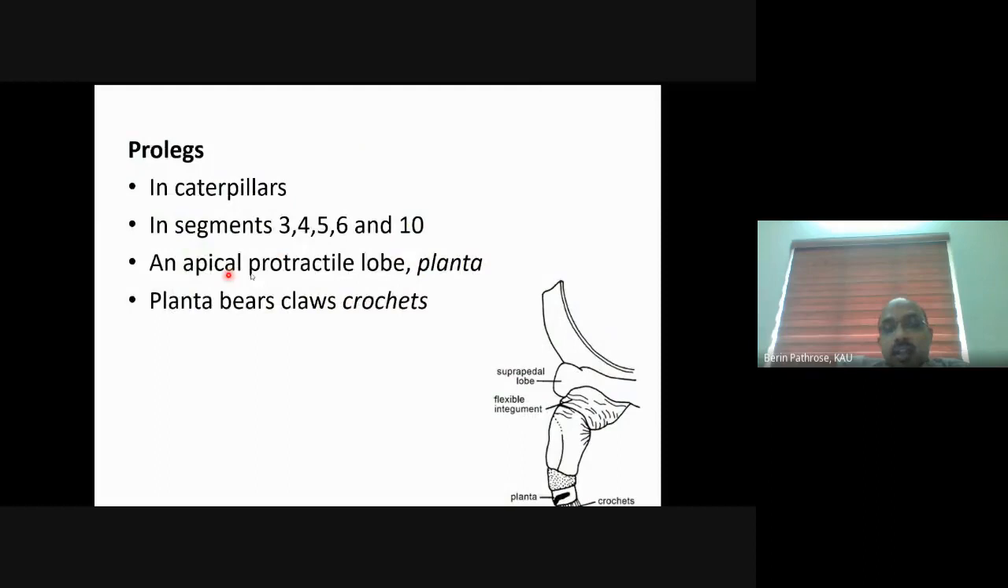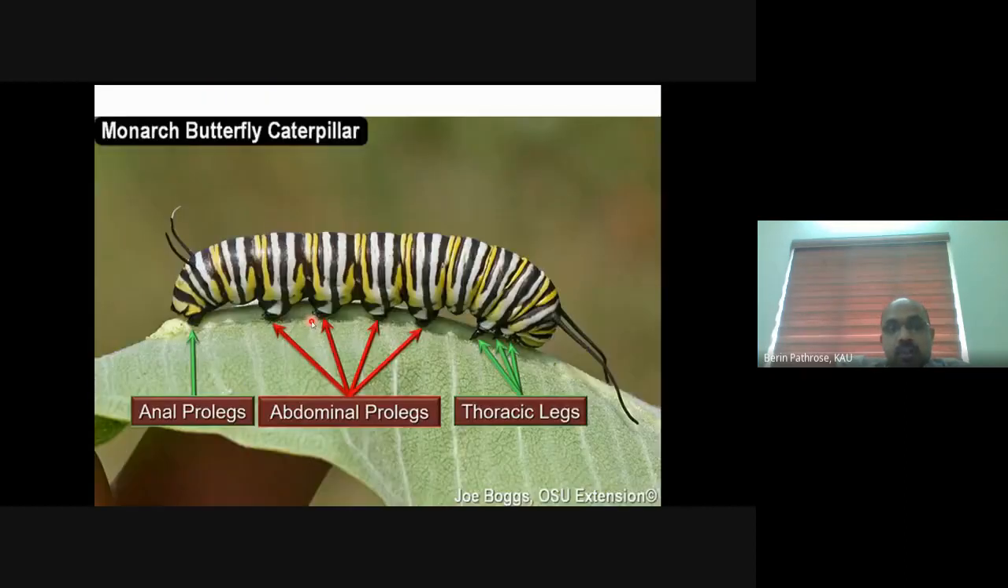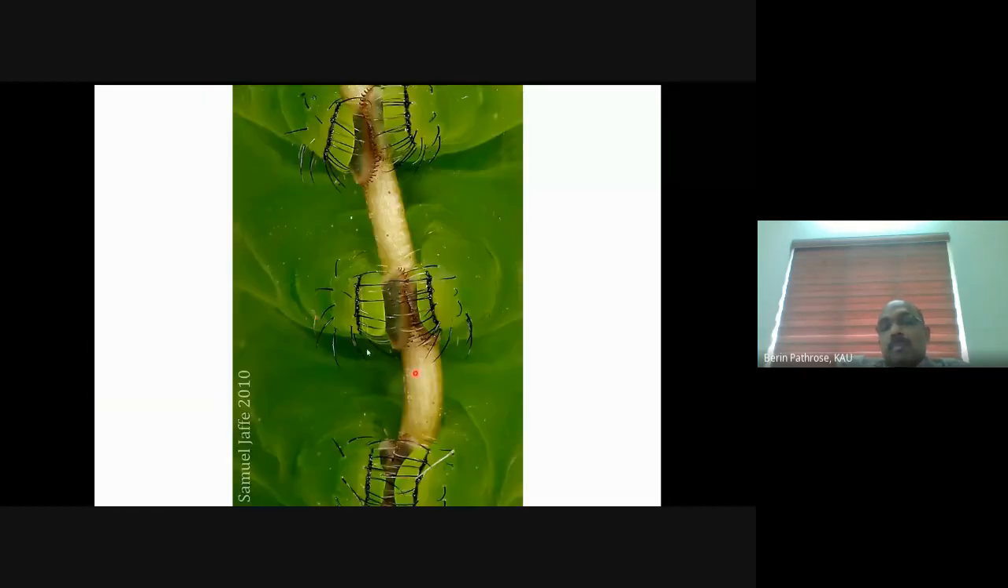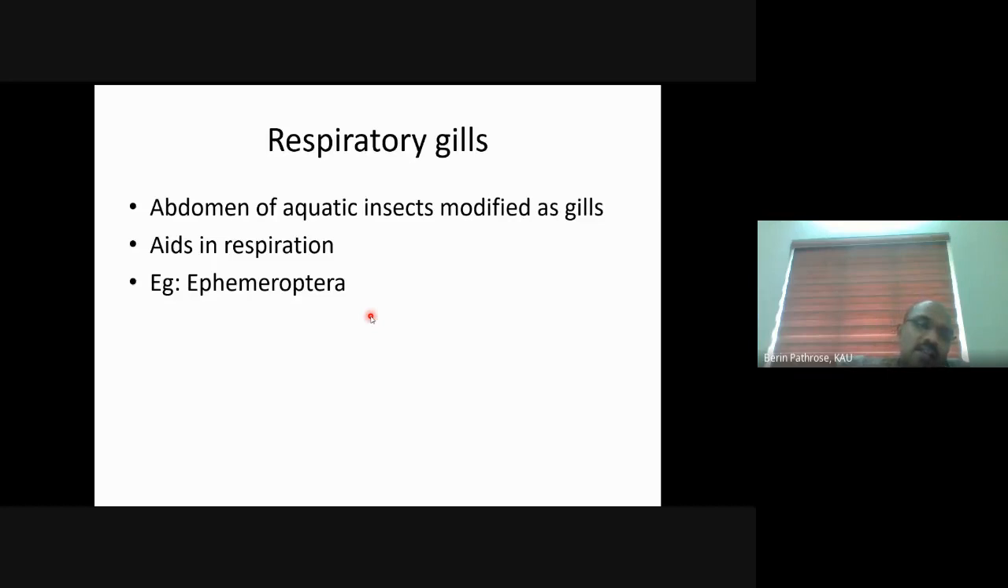So at the tip, that is the apical part of the proleg, we have a protractile lobe called planta, and the planta will have claws called crochets that I have shown you. So at the tip, we have a lobe called planta. The planta bears claws called crochets.